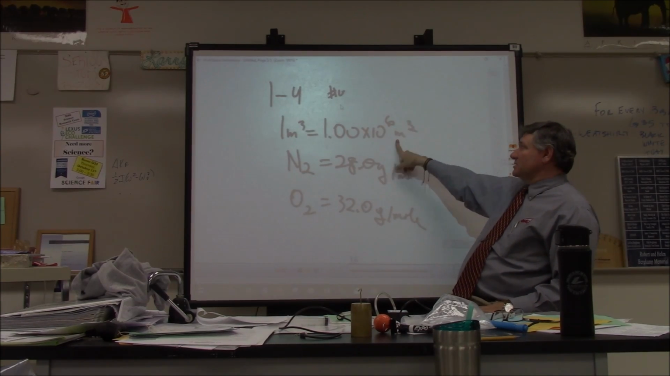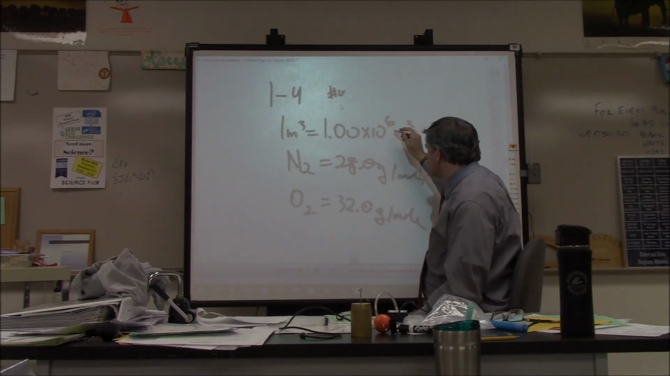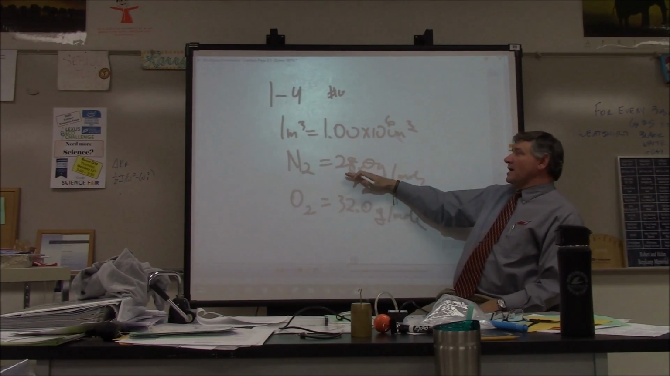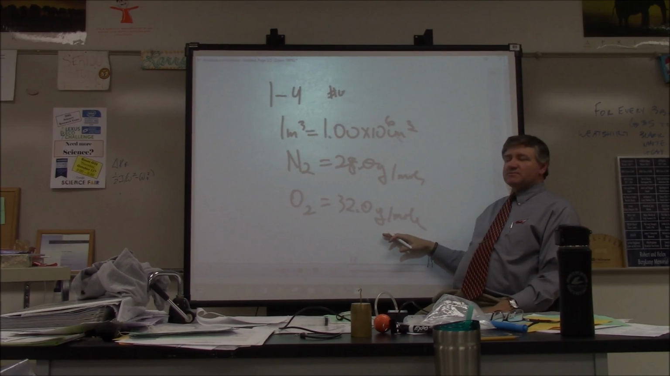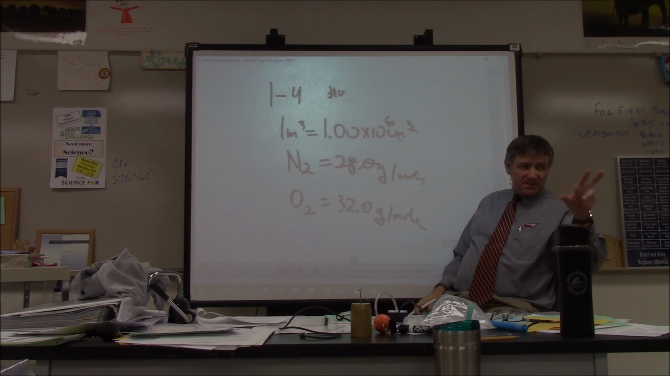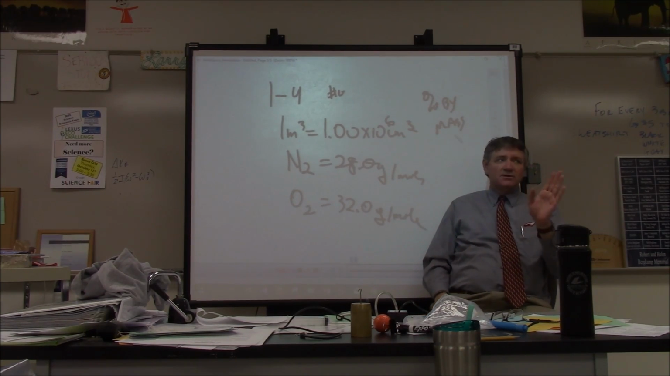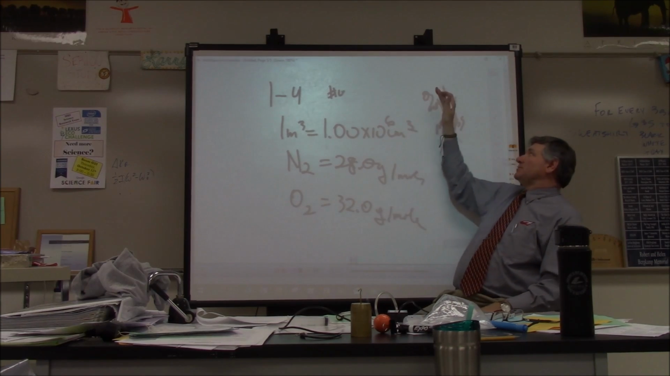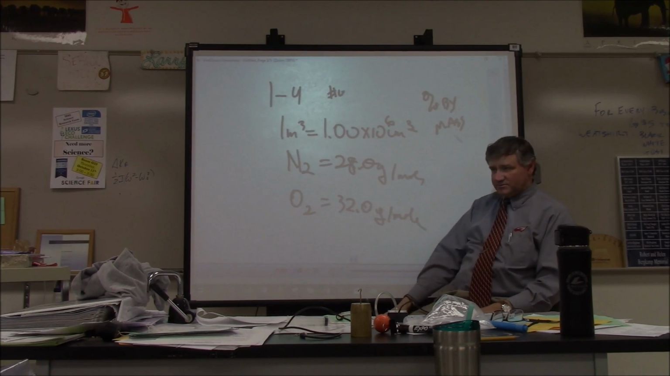1 cubic meter equals 1 times 10 to the 6th cubic centimeters. The molar mass of nitrogen is 28 grams per mole. The molar mass of oxygen is 32 grams per mole. And the percentages that I gave you, this will make sense when you get to it, are percentages by mass. Okay? That's going to be an important part when you get to this. It'll make sense when you get to that problem. But the percentages are by mass. You need this conversion, and then you need these conversions as well.